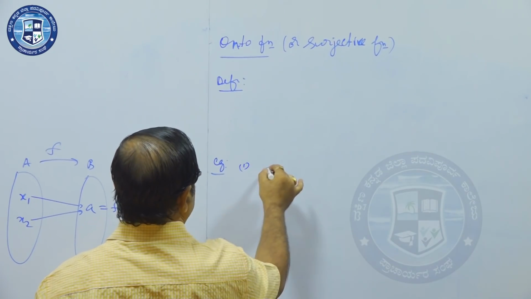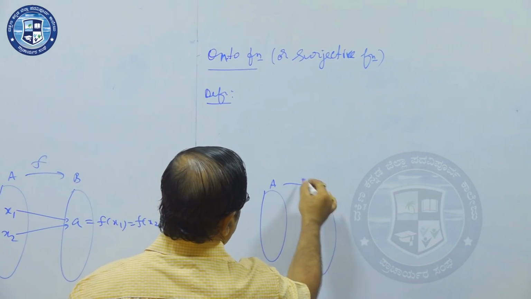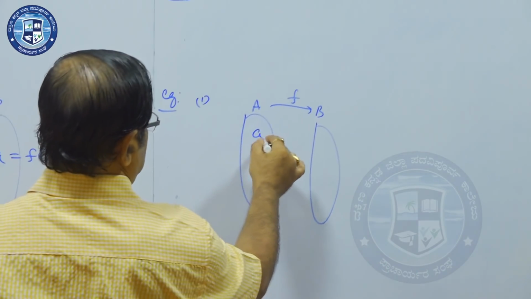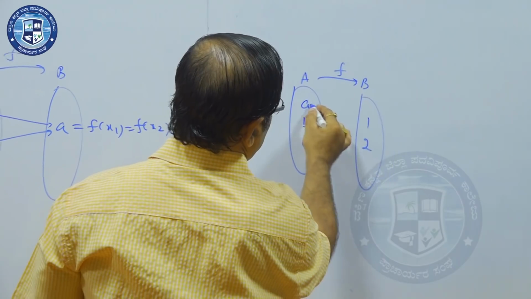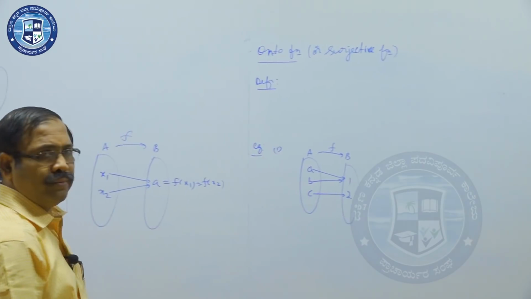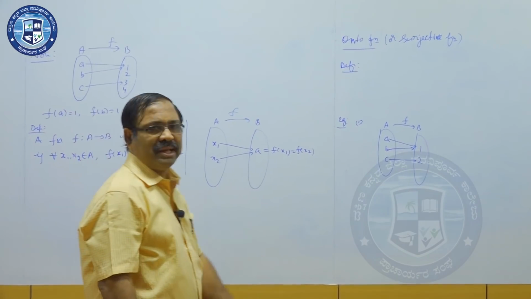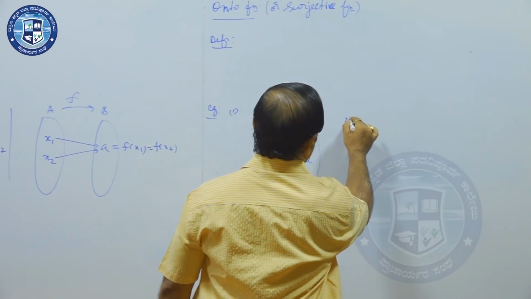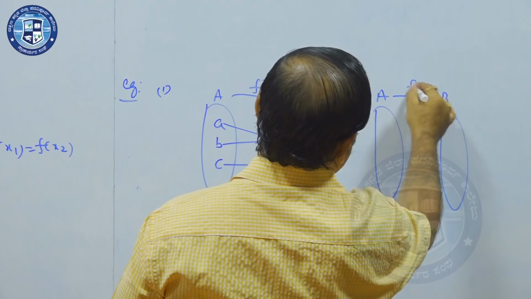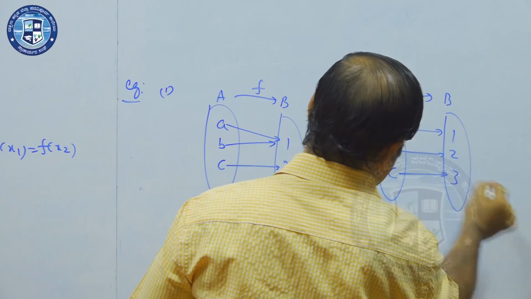See, let us take an example. You consider a function f from A to B. Take the elements 1, 2. A is mapped onto 1, B is mapped onto 1, C is mapped onto 2. This is onto. I will write one more example. Say A to B, this is f. A, B, C, 1, 2, 3. A to 1, B to 2, C to 3.